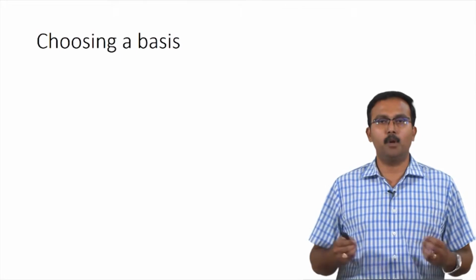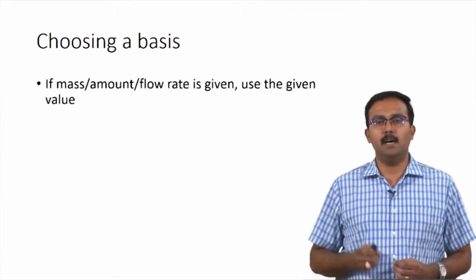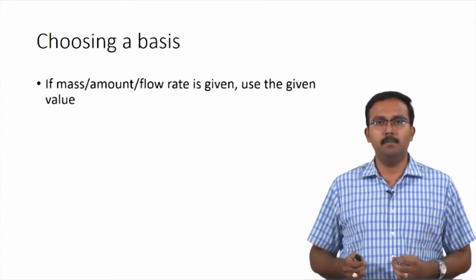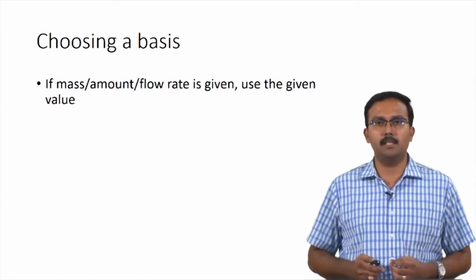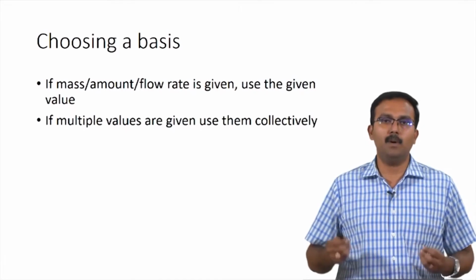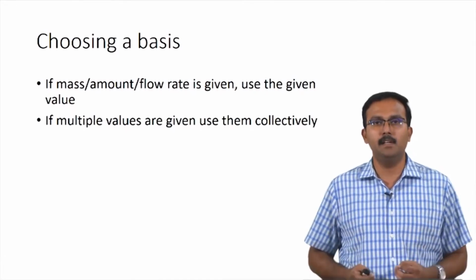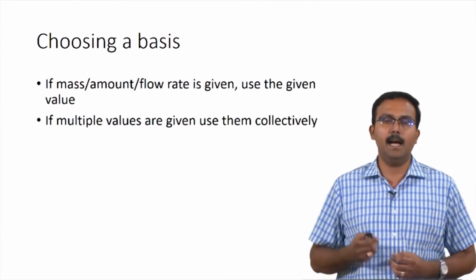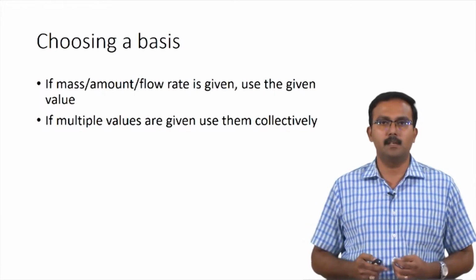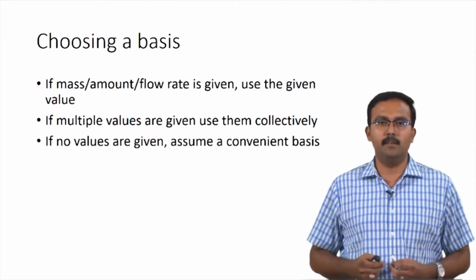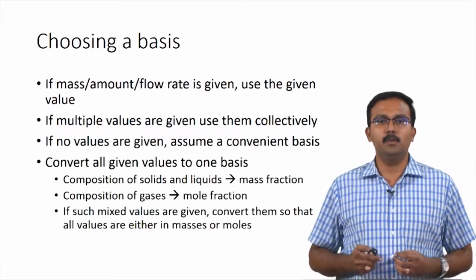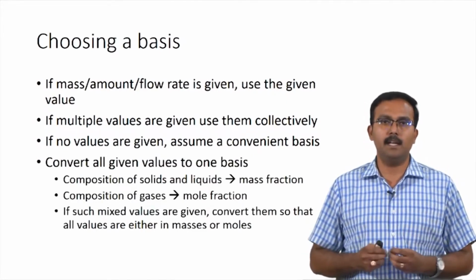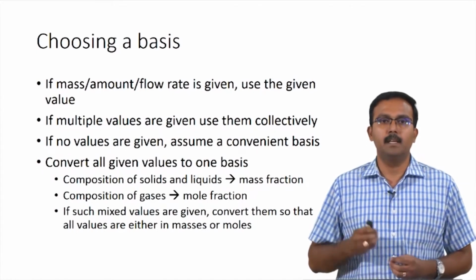The next major concept with respect to material balances is choosing a basis. How do we choose an appropriate basis? If mass, amount or flow rate is given in the problem, then we will use that as the basis for our calculations. If there are more than one mass or flow rates given, then we will use them collectively as the basis for our calculations. If these values are not given, then we will have to assume a convenient basis. Using a convenient basis will make sure that calculations are simple.